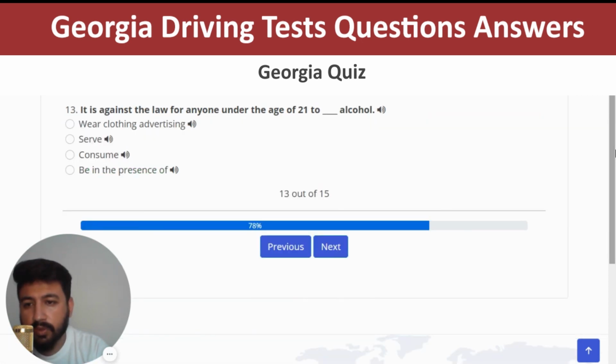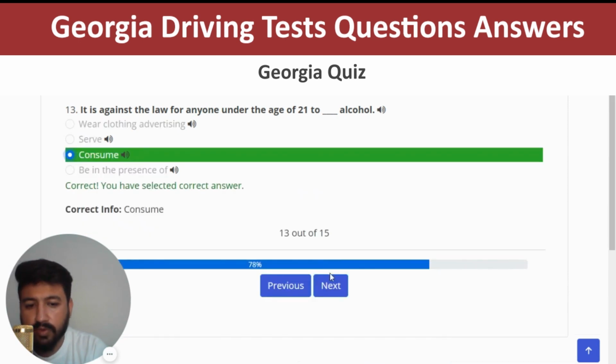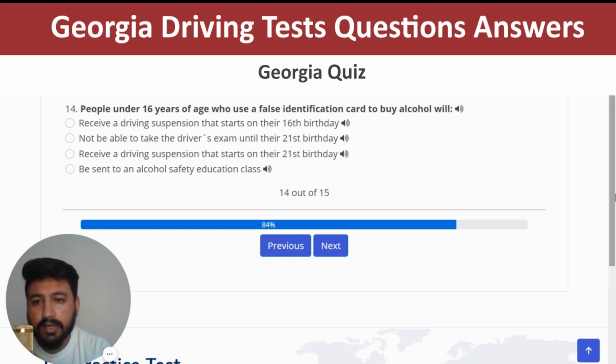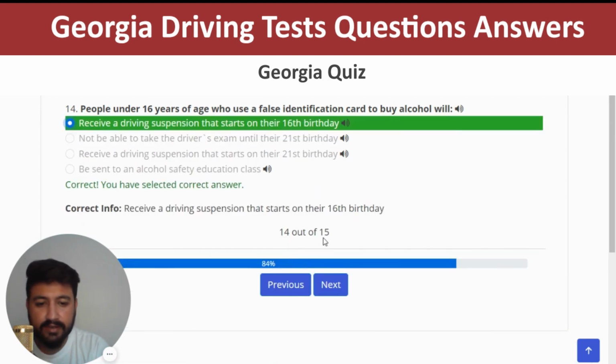The third last question of quiz number 1 is, it is against the law for everyone under the age of 21 to blank alcohol. The right answer is consume, correct, and we will move to the second last question of quiz number 1. People under 16 years of age who use a false identification card to buy alcohol will. The right answer is receive a driving suspension that starts on their 16th birthday, correct, and next.